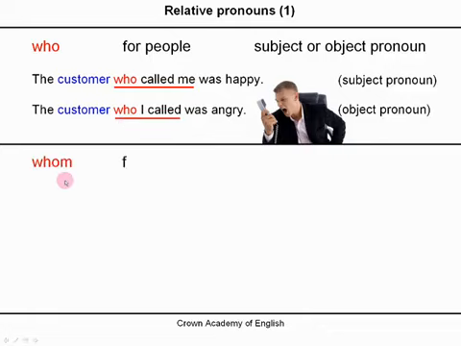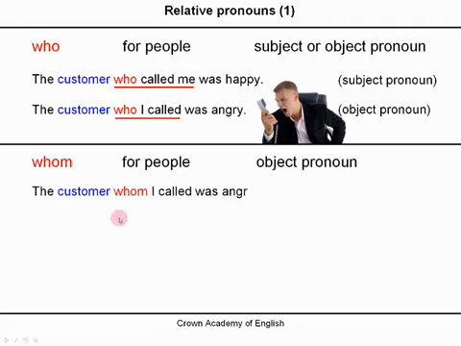Whom. Again, this is for people, but it is only used as an object pronoun. So this time we say the customer whom I called was angry. And this is the object pronoun. I called the customer, and whom is representing the customer. It's the object. So whom is only the object pronoun.